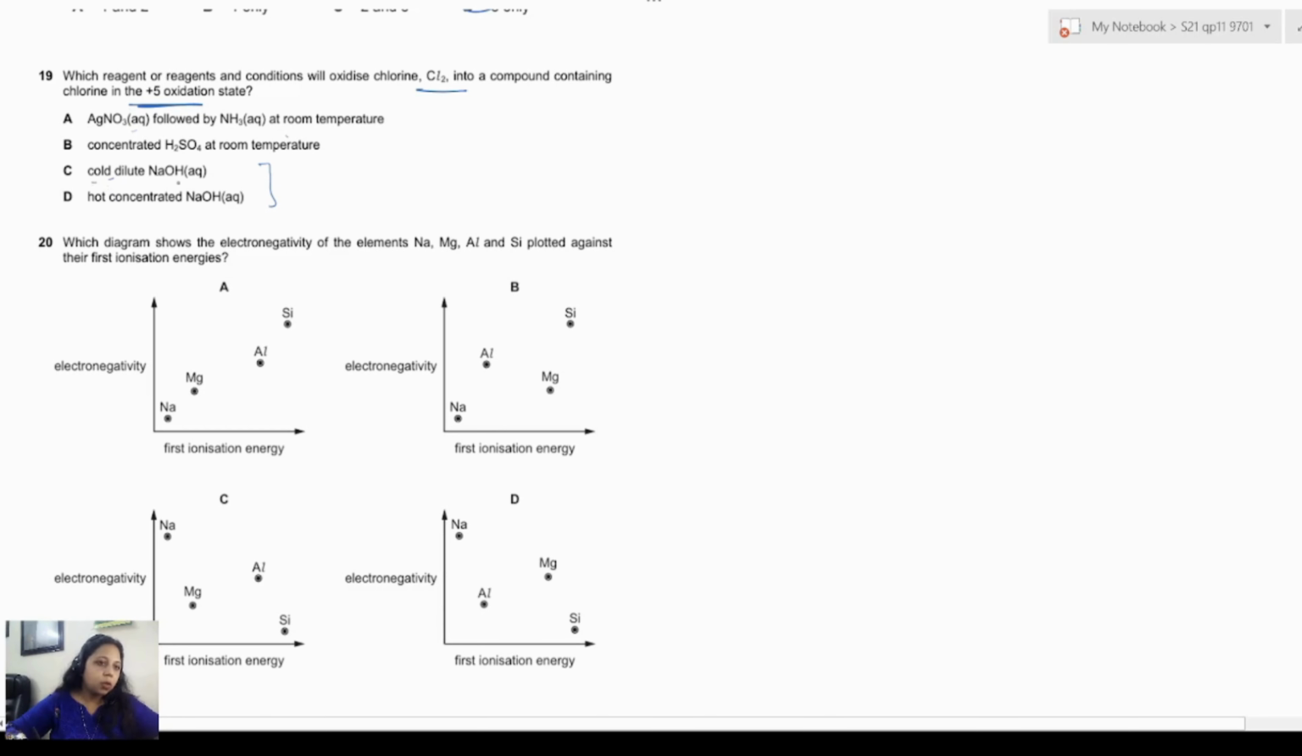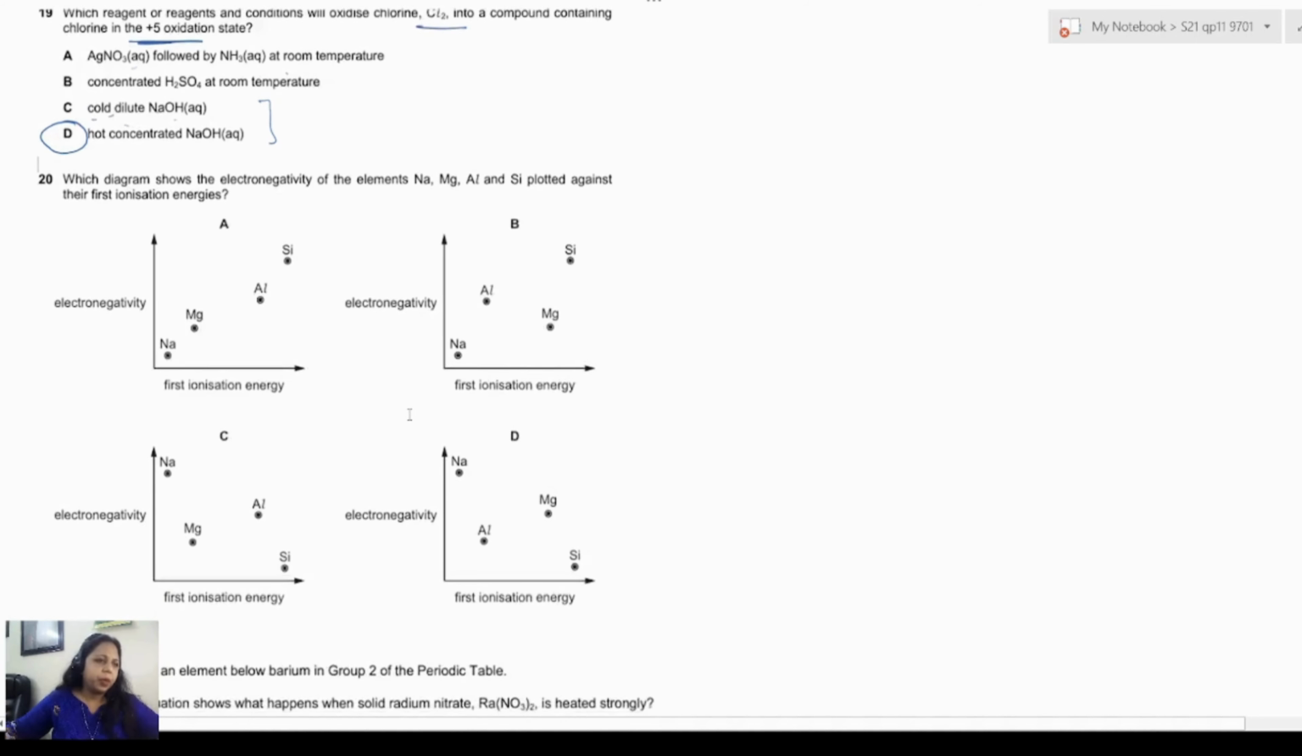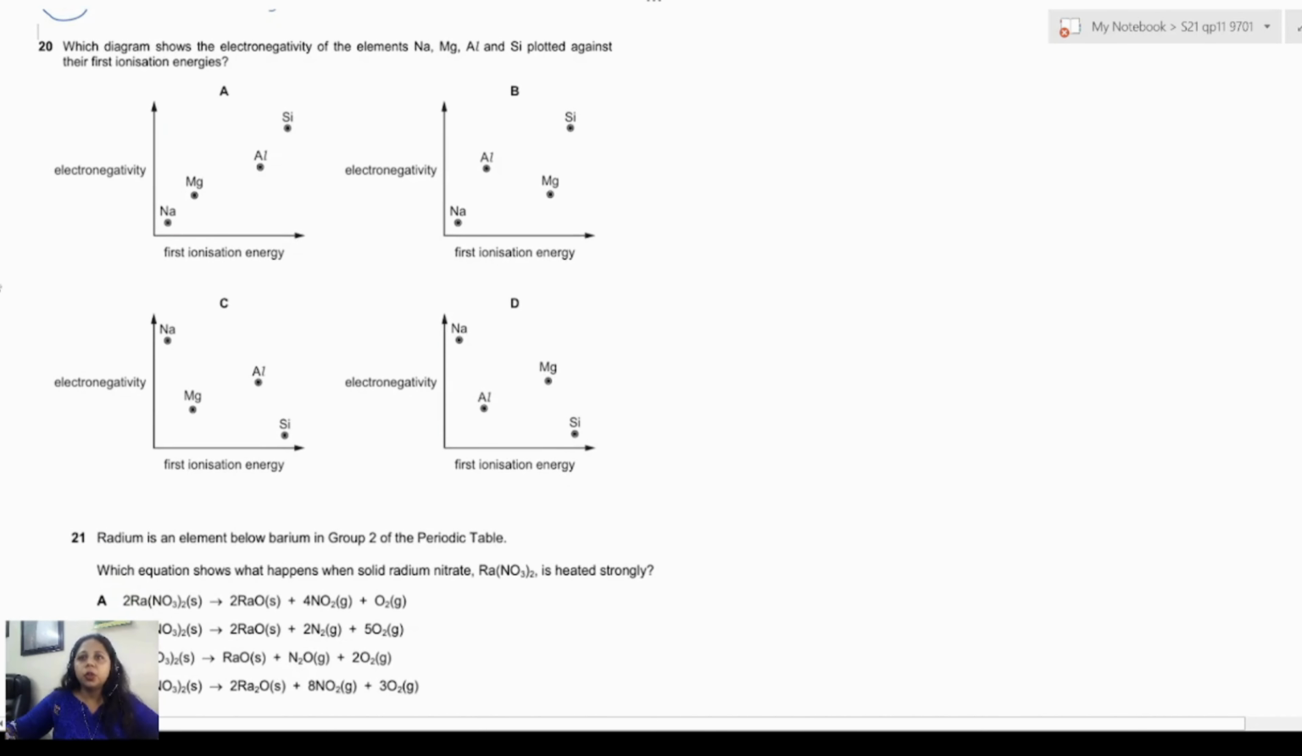The cold one is not going to give the plus 5 state, while the hot one is going to react, because the reaction will be more vigorous and it draws more electrons from chlorine. That's why the oxidation state changes to plus 5, but if you talk about the cold, then the oxidation state would be minus 1. Let's move to the 20th one.